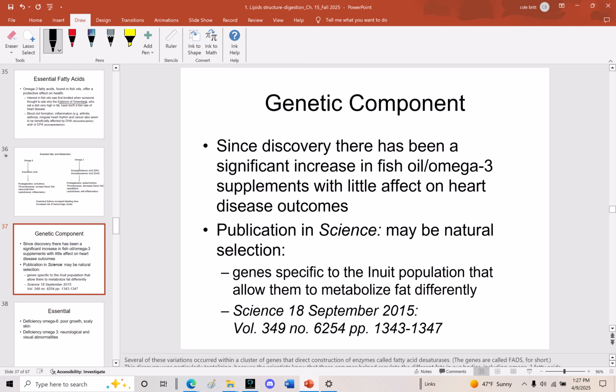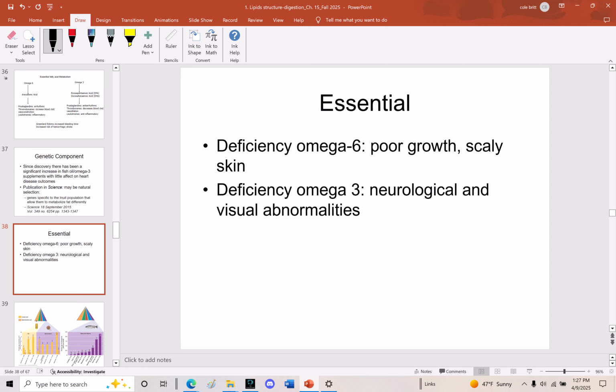But we do know if you do not get omega-6, the main deficiencies are poor growth and scaly skin, because you really need omega-6s for healthy skin, and omega-3s as well. Deficiency of omega-3 is more harmful because you have neurological and visual abnormalities. Again, remember, 50% of your brain is DHA. 50% of your brain tissue is omega-3. It's actually DHA. So you're going to have definitely neurological issues if you don't have enough of that in your diet.